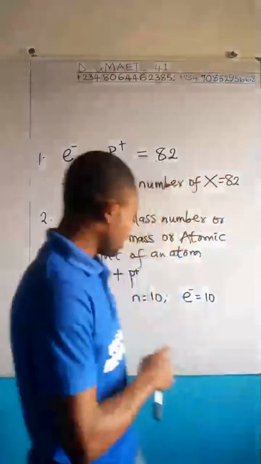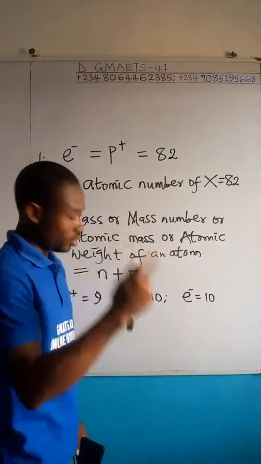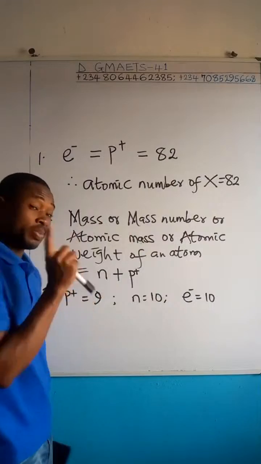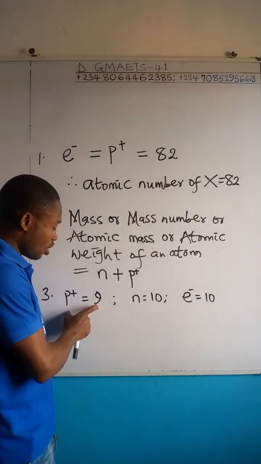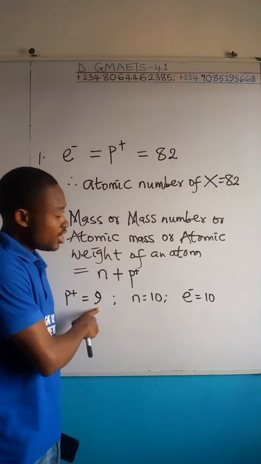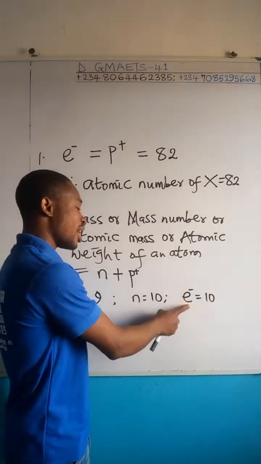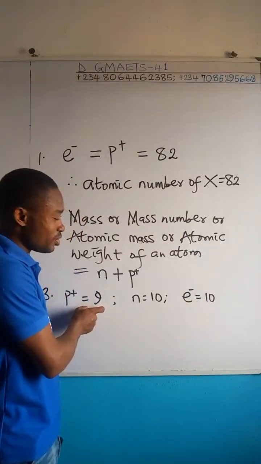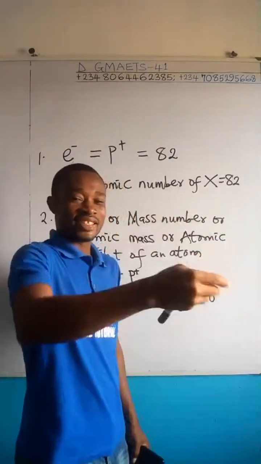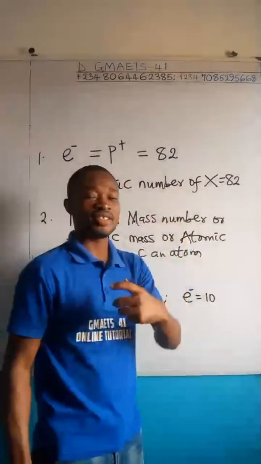Now, if you look at this, how will we determine whether this atom gained or lost an electron? That depends on the number of protons here. How many protons do we have here? 9. If this atom has not reacted, then we expect the electrons to also be what? 9. But if you take note, the protons are 9 and the electrons are what? 10. So the electrons increased, which simply shows that this atom gained an electron.